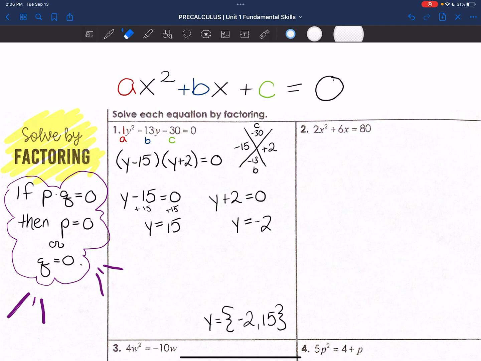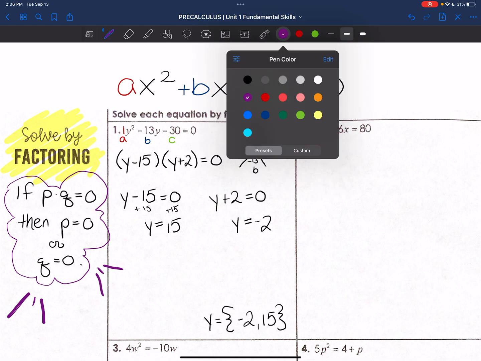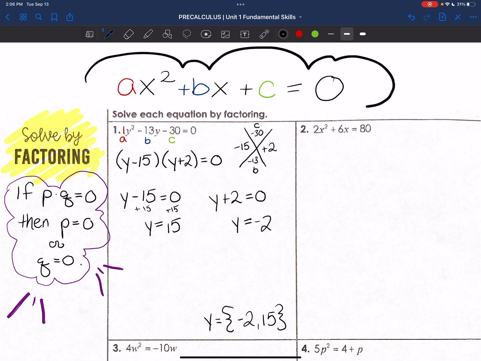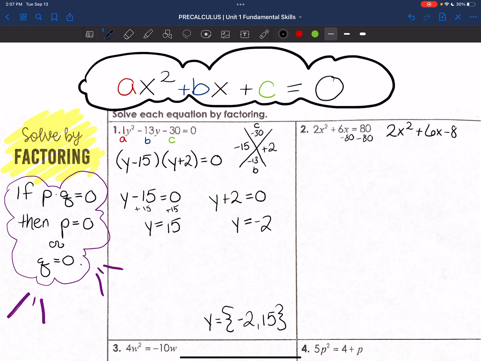Right now, it is not set equal to 0, so we need to go ahead and make it in the form that you see here at the top. We need it to be written in ax squared plus bx plus c form. That means we need to subtract 80 on each side. Our new equation would then be 2x squared plus 6x minus 80 equals 0. All right, that is the equation that we are going to be working with.